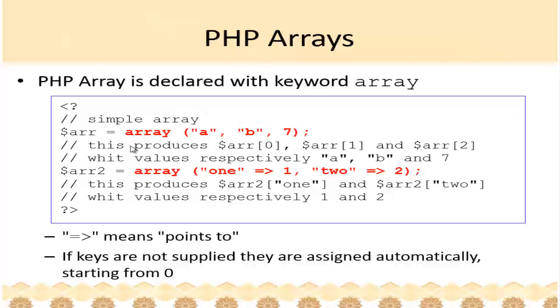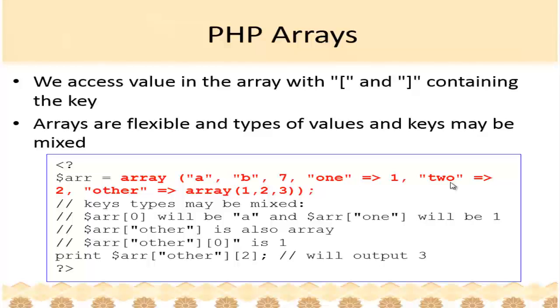So how do I access this particular element? To access this element, you specify the index. Whereas if you want to access an associative array, you just specify the key here. You specify the key and you will be able to access it. This arrow, equal sign and greater than sign, means this key is pointing to a given value. If the keys are not supplied, it is assumed that you want to go for numerical indexing, and the index always starts with 0, like in other programming languages.